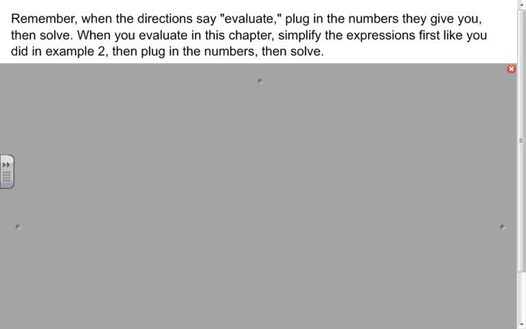Last new thing in this section, we have seen the word directions evaluate before. Evaluate means plug in and solve. It's a little bit different in this section. When you evaluate in this chapter, simplify the expressions first, just like we did in example 2. Once we're as simple as we can, then plug in your numbers and solve.